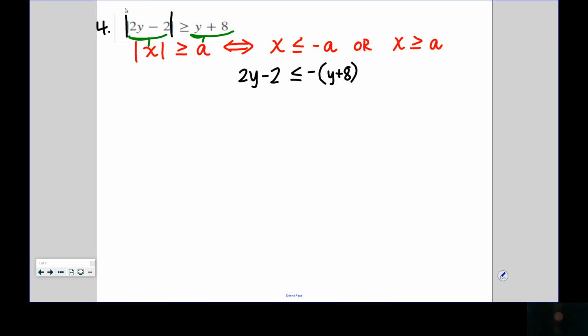Or x in our problem was 2y minus 2. It looks like a little grumpy face. Is greater than or equal to the positive version, which is just y plus 8.